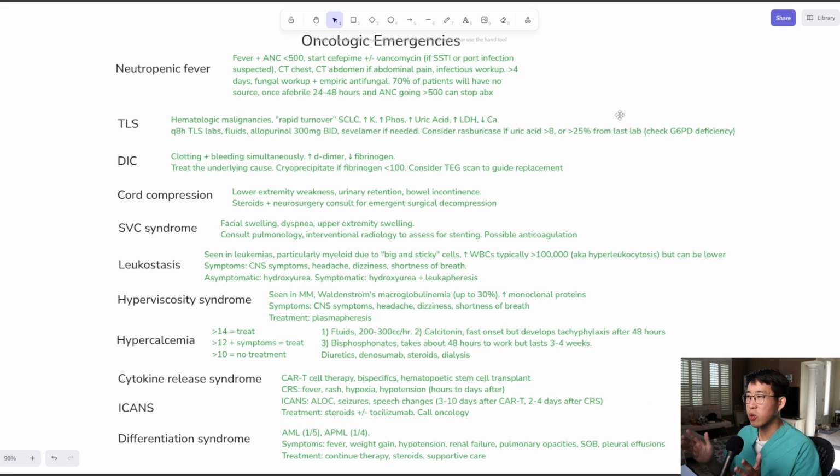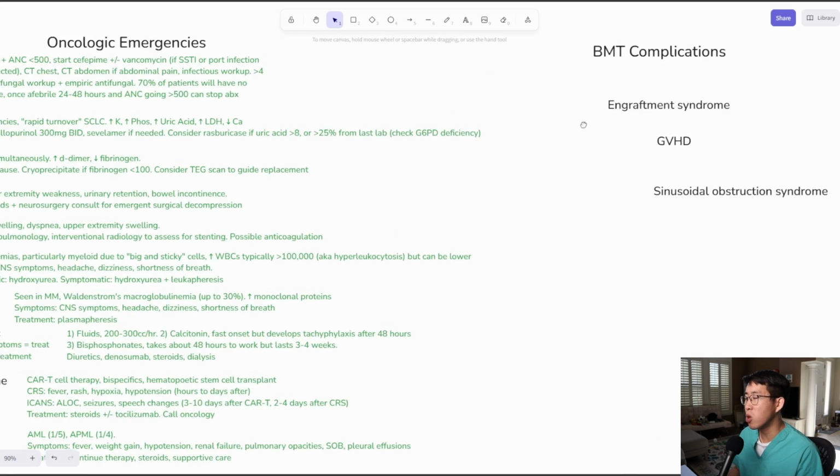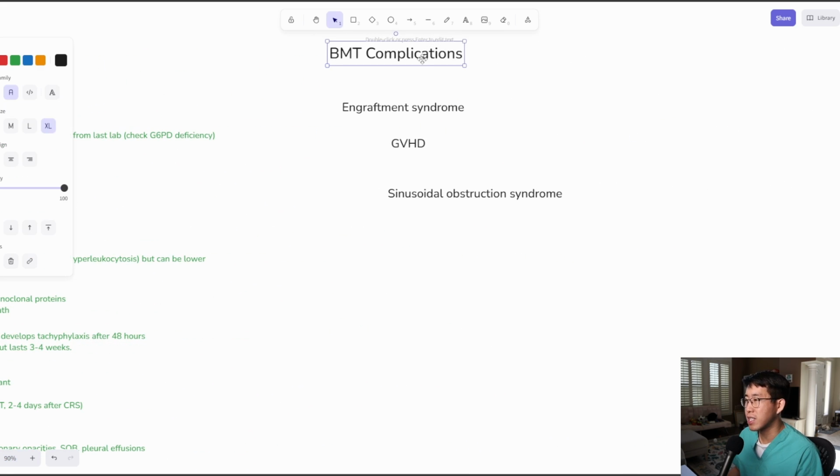All right, so this is my quick overview of all of the oncologic emergencies that you should be aware of. I also added in a couple extra details as I was going through this, but one of the treatments, if we have severely elevated phosphate in tumor lysis syndrome, you should consider sevelamer. But I also wanted to discuss with you guys briefly bone marrow transplants or hematopoietic stem cell transplants.